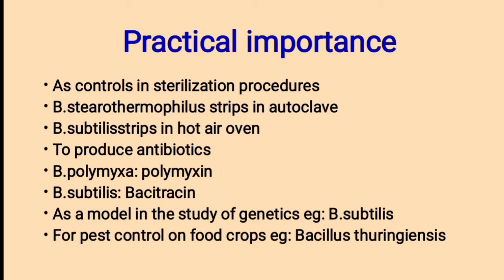Then for pest control on food crops, Bacillus is also used. Example Bacillus thuringiensis or BT.